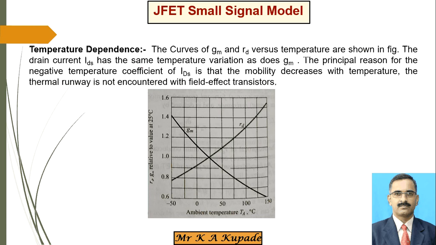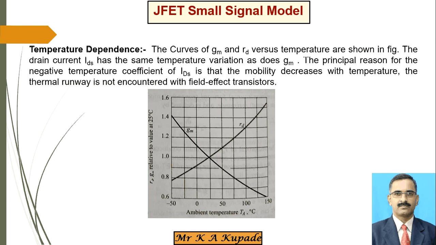Okay, for that particular 25 degrees Celsius, I here presented, or I considered, one figure for that particular thing. Now here in the curve there are two separate curves, GM and RD, both versus temperature. That means with respect to temperature, whatever values change for the drain resistance and the transconductance are shown in this particular figure one.